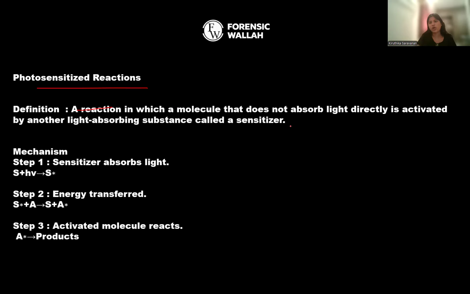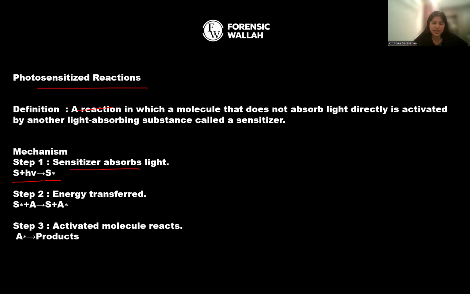So they react even to a small reaction as well. They easily get activated, and that is called a sensitizer. So there is a mechanism involved in photosensitized reaction. The first step is that the sensitizer will absorb all the light. So when the sensitizer reacts with light, it goes to the excited state, that is S star.